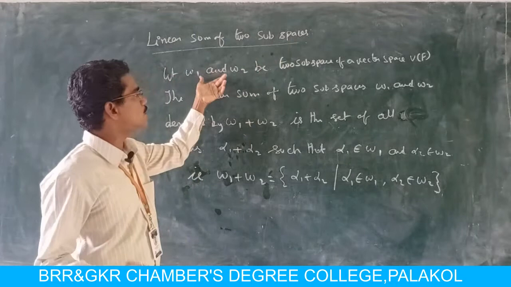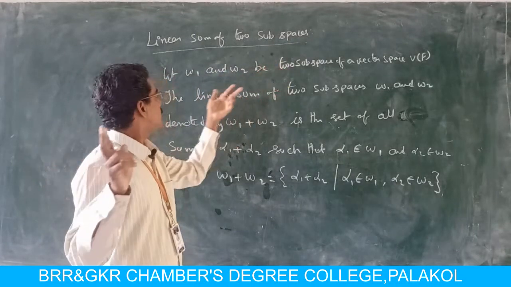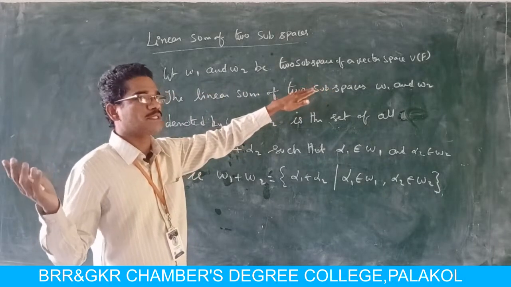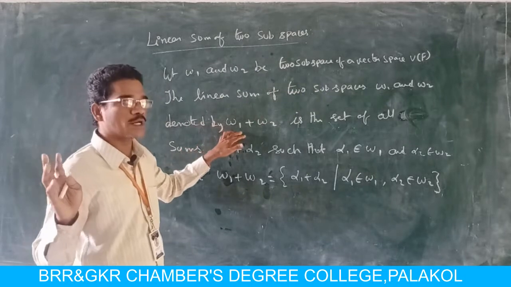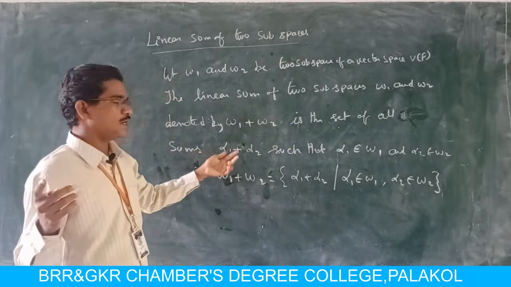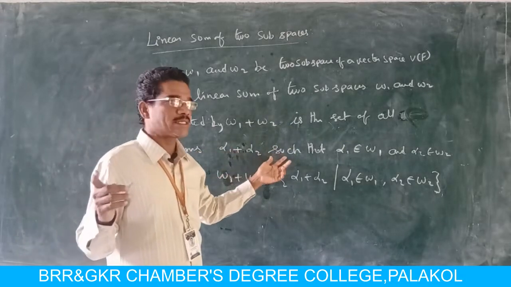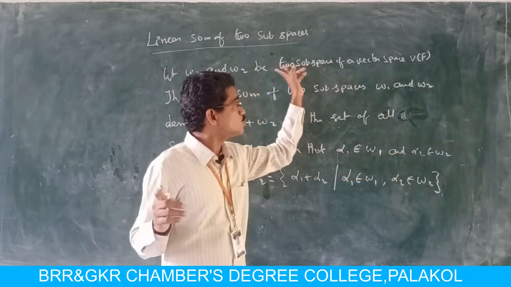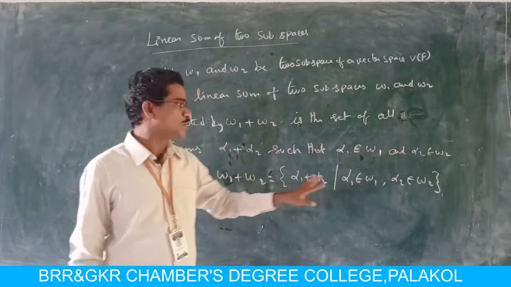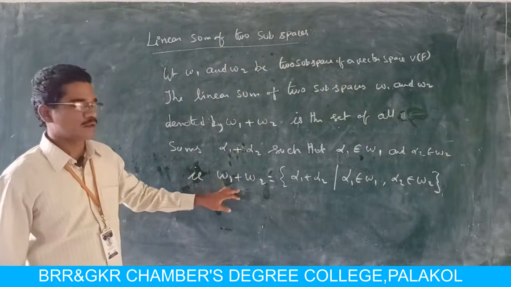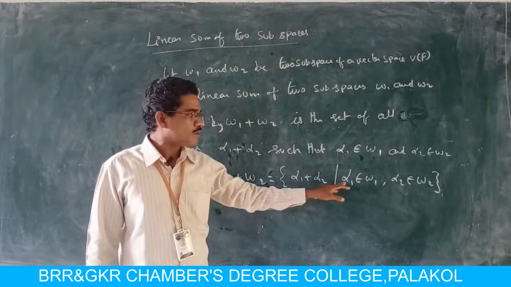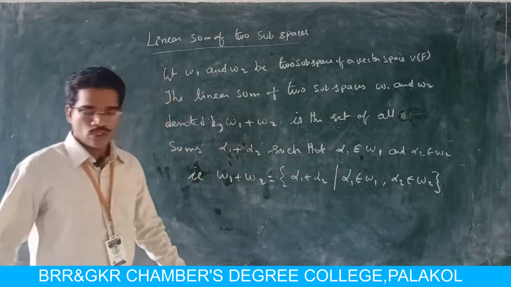Simply, let W1 and W2 be two subspaces. The linear sum of two subspaces W1 and W2, denoted by W1 plus W2, is the set of all sums alpha 1 plus alpha 2 such that alpha 1 belongs to W1 and alpha 2 belongs to W2. That is, W1 plus W2 equals the set of alpha 1 plus alpha 2 such that alpha 1 belongs to W1, alpha 2 belongs to W2.